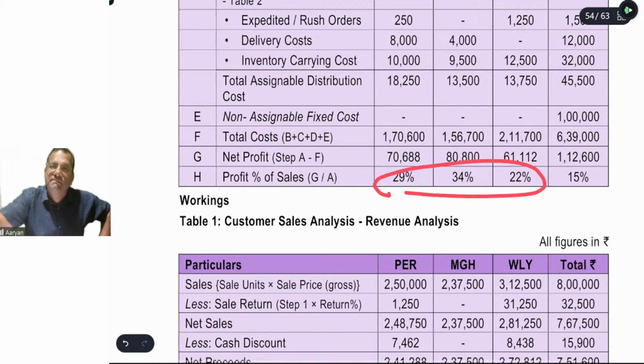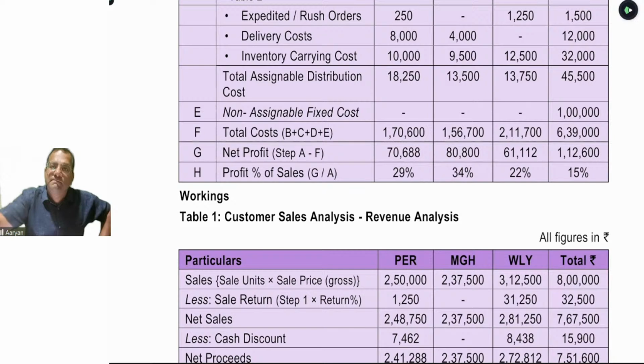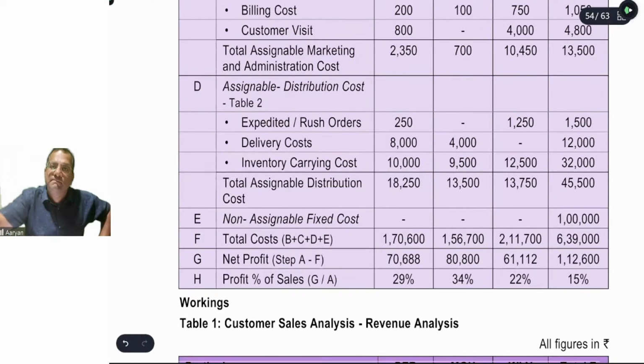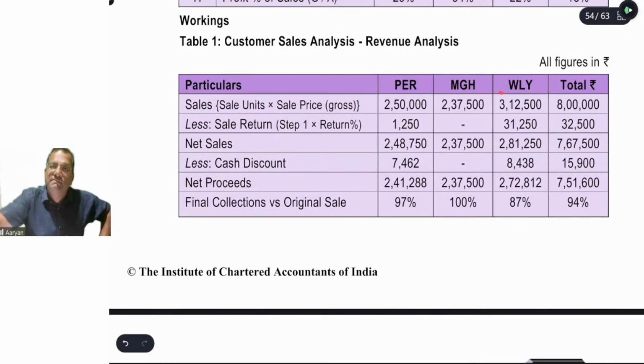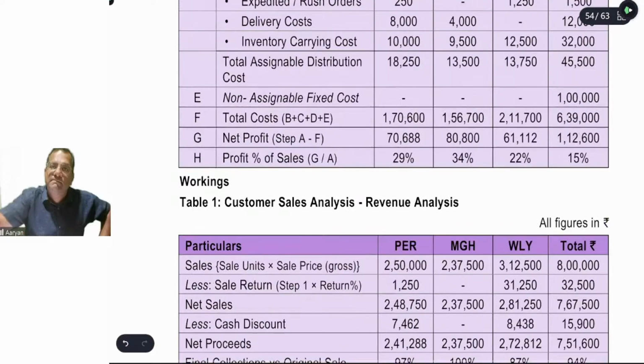What is the profit percentage earned from each customer? The profit ratio is 29%, 34% and 22%. Okay, now a very important point, when you see the volume, customer WLY is the highest provider of volume. सबसे ज्यादा यही हमसे यूनिट ले रहा है. But when you see the profit contributed, the highest volume provider is the lowest one.